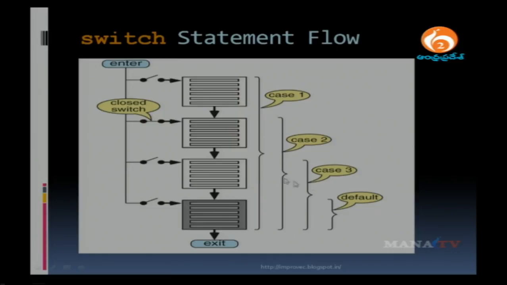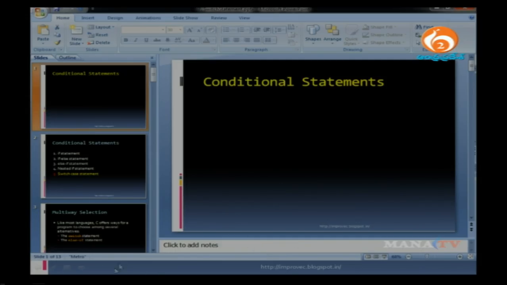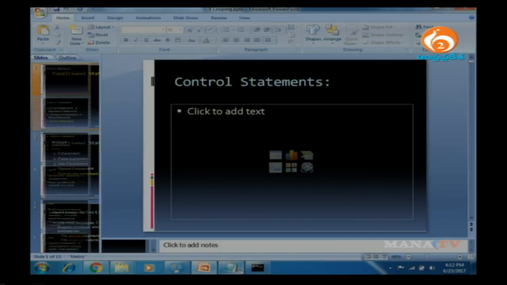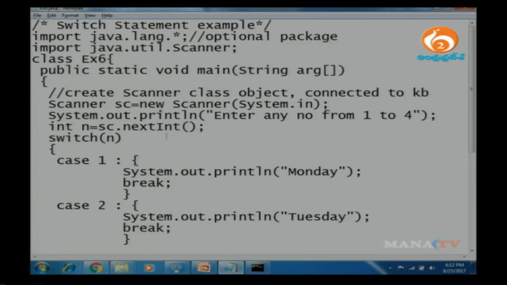So, some rules are also there. You cannot write a float or a double for the switch case. For example, we have seen one here: instead of int n, if you write float n, it leads to an error. You cannot write it here, because float is not allowed in switch case.